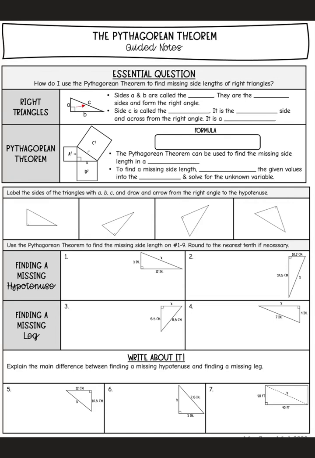Good afternoon, seventh graders. Let's take some quick notes and figure out Pythagorean's theorem. So right here, it says, how do I use Pythagorean theorem to find missing side lengths of right triangles?